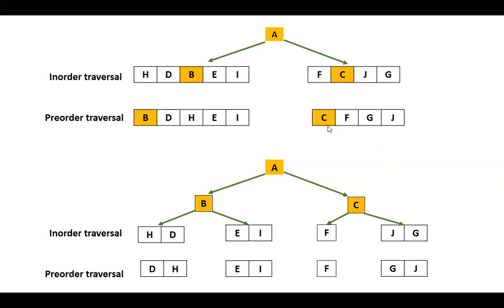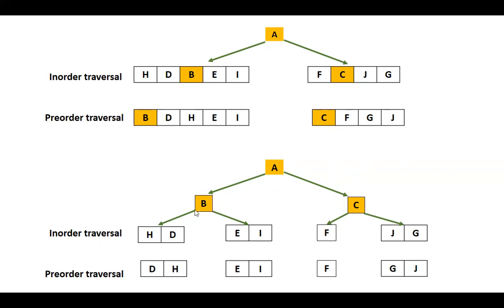Now, apply the same thing on this side. Again, C is the root because it is the first element. Trace it in the in-order traversal. Whatever is on the left side of C is the left subtree, and whatever is on the right side is the right subtree. So the right child of A is C, and on the left side of C is F, and on the right side you have J and G. Similarly, in case of pre-order, it is J and G. F is the same in both cases. So we could get the left child and the right child of the root node A.